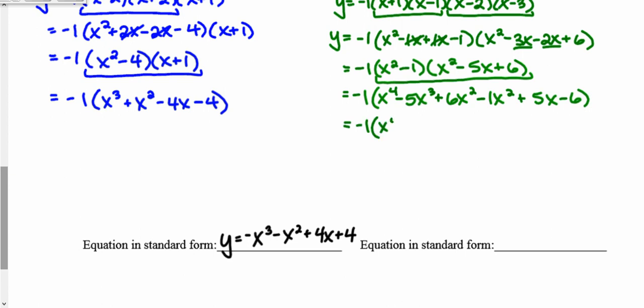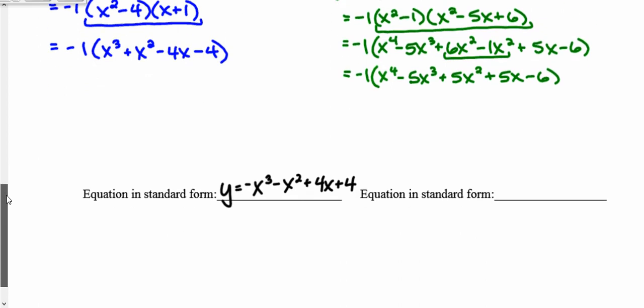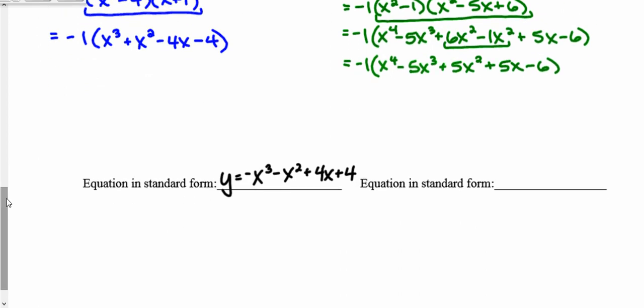So I have x to the 4th, and then just minus 5x to the 3rd. And then the x squared terms, I have 5x squared plus 5x minus 6. And then the last thing that I have to do here is I have to distribute that -1 to everything, and then that will give me my final answer. I'm going to start writing it over here just so I have room. Y equals -x to the 4th plus 5x to the 3rd minus 5x squared minus 5x plus 6.